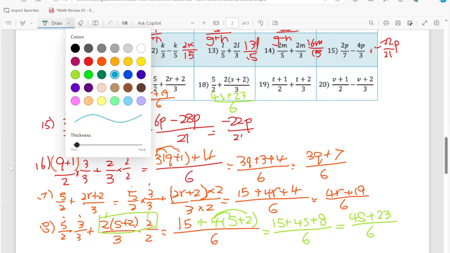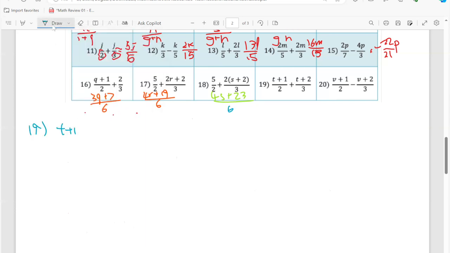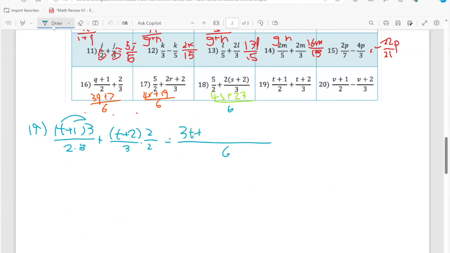Let's do 19 now. t plus 1 is the whole top over 2. You have to multiply 3 on the top and 3 on the bottom. Plus t plus 2, multiply 3 times 2 equals 6 on the bottom. Expand 3t plus 3 plus 2, expand 2t plus 4 equals 3 plus 2 is 5. 3 plus 4 is 7 over 6. Therefore, that's the final answer for 19.